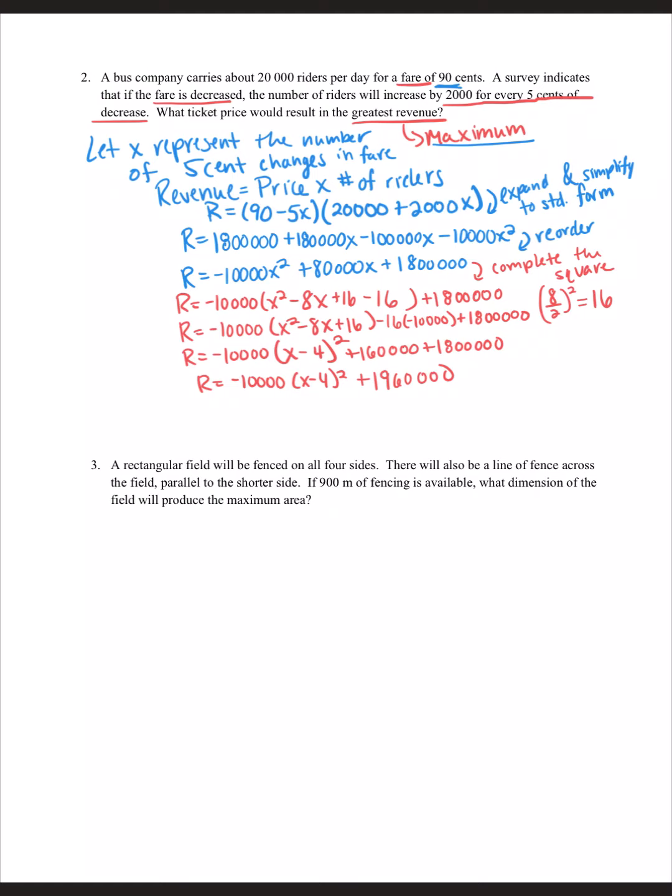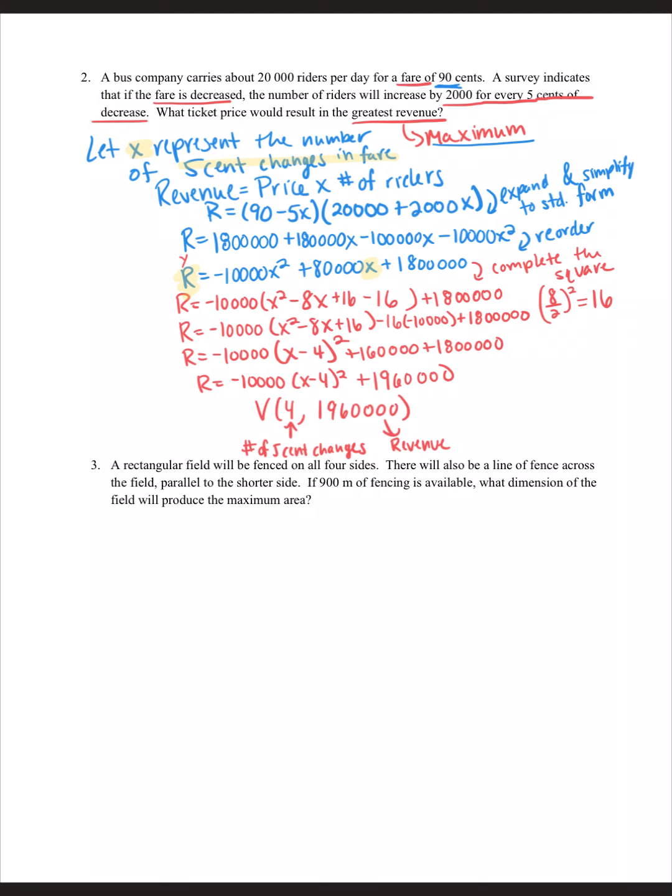Keep in mind that when we look back at our original equation, x is where our x usually is, and we said what x represents. x represents our 5-cent changes in fare. And then r is where our y usually is. So when we're talking about our vertex, we know that x represents the change in fare and y represents our revenue. So we can say our vertex is at 4 and then 1,960,000. That's the number of 5-cent changes, because that's x. And the y represents our revenue.